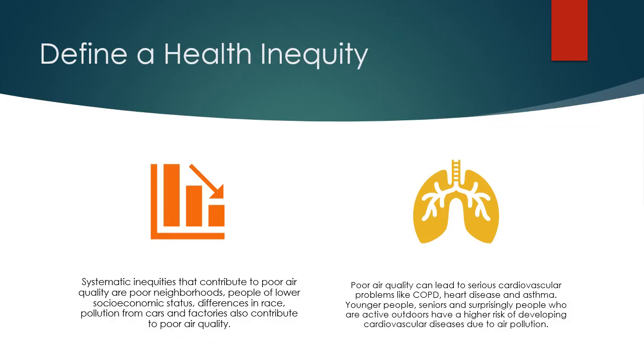Now, we're going to talk about some of these health inequities that do contribute to this disparity. These inequities include things like poor neighborhoods, people of low socioeconomic class, difference in race, and pollution from factories and cars. Poor air quality can also lead to some serious cardiovascular problems like heart disease, asthma, and COPD. Younger people, seniors, and people who work outside or even exercise outside a lot are at a higher risk of developing some of these diseases due to air pollution.